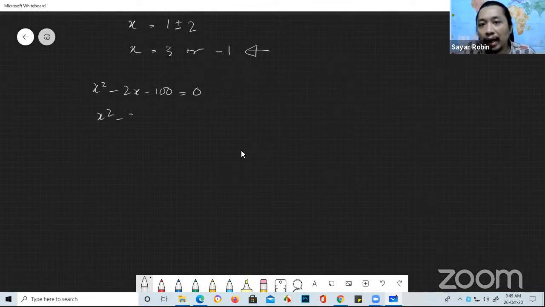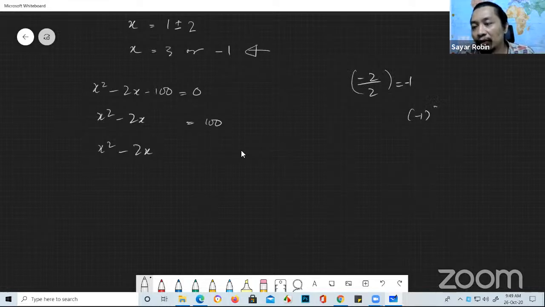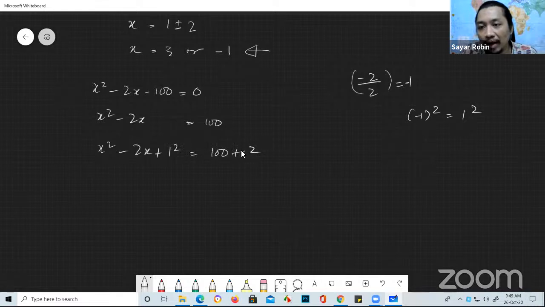So x squared minus 2x equals 100, right? We have to move the constant term to the right hand side first. Okay, the coefficient of x is equal to negative 2, which divided by 2 is going to be negative 1, right? Negative 1 raised to the power 2 is going to be 1 squared, right? That's why we must add 1 squared to both sides. 100 plus 1 squared. Okay.